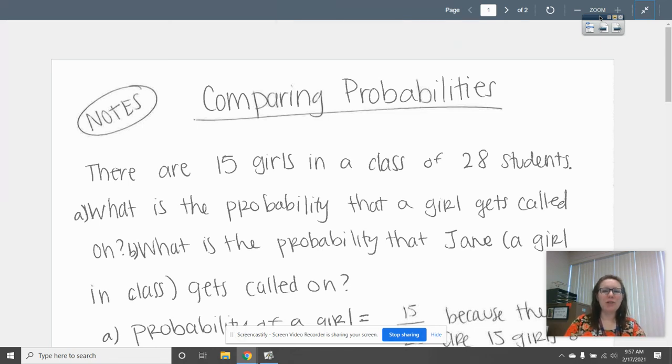Hi, today we're going to talk about comparing probabilities. So, what I have is just a whole bunch of notes on my screen that I want to go through with you so that you can see what I'm talking about. So, here I have a problem.